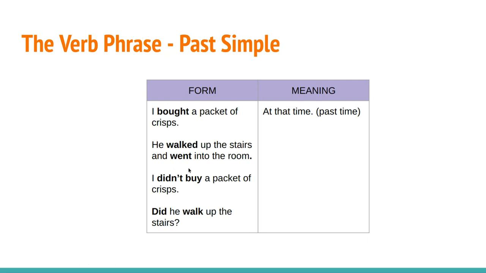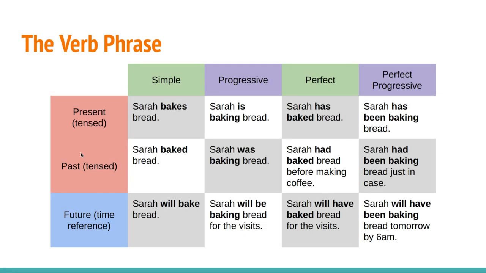And the negative is formed by adding the auxiliary, the dummy operator did in this case, which takes the past tense, and then the main verb is going to be right in the base form. The question is formed by inverting the auxiliary and the subject. Did he walk? The meaning is at that time, past time. The following combination is the past progressive.